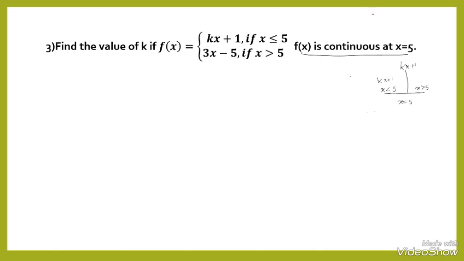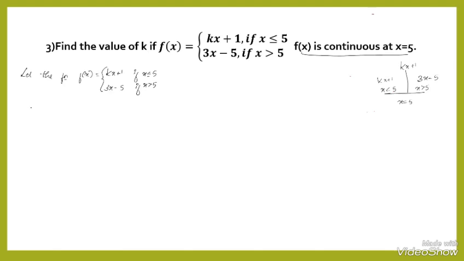Let us consider the function f of x is equals to kx plus 1 if x is less than or is equals to 5, then 3x minus 5 if x is greater than 5. Now we will check the left hand limit, right hand limit and the main function. Now I will solve the left hand limit.